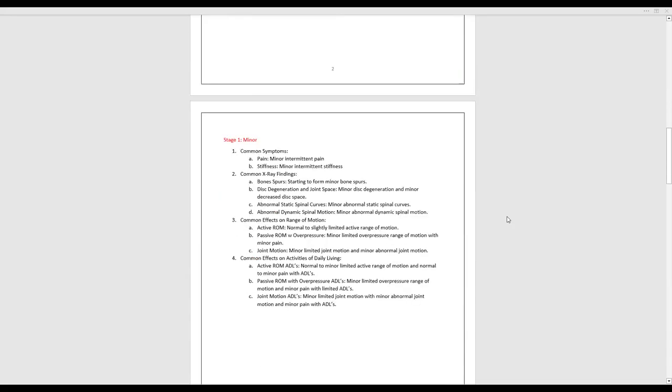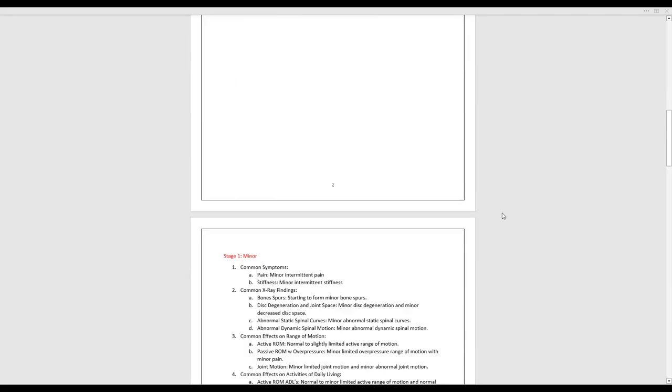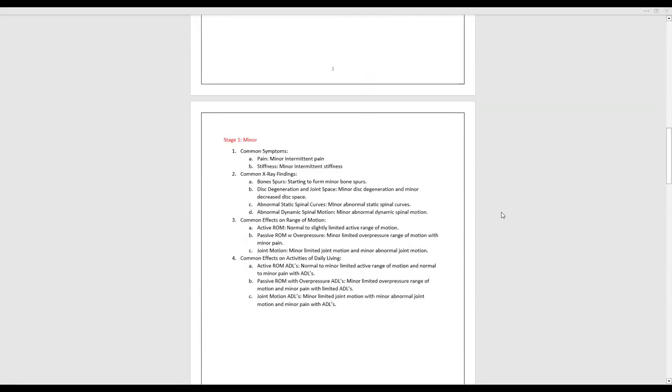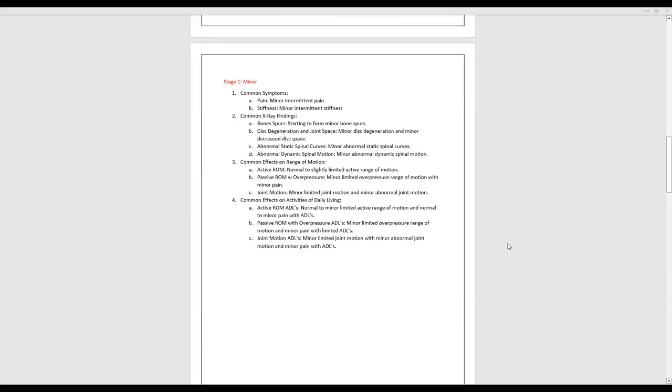Then I came down and I did, okay, if it was stage 1, well, this is stage 1 right up here, stage 1, grade 1, right there, minor. So I went into some common symptoms, pain or stiffness, common x-ray findings from bone spurs, disc degeneration and joint space, abnormal static spinal curves, abnormal dynamic spinal motion.